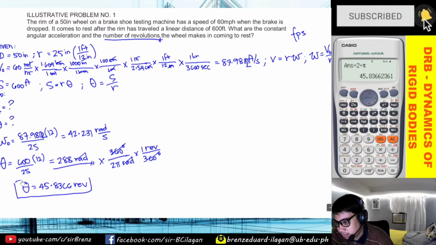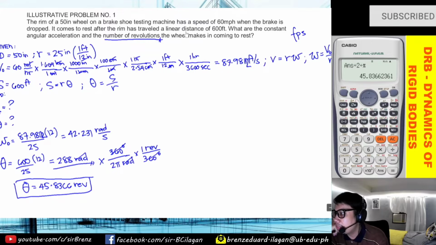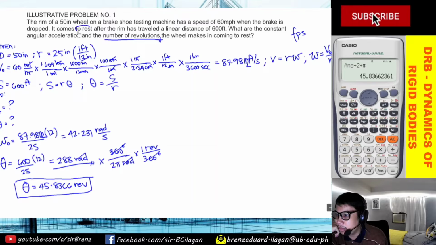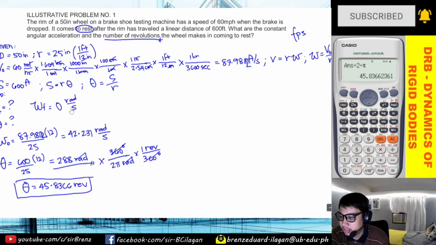Okay, so ano pa ba yung pinapahanap? Yung angular acceleration. So ano ba sabi dyan? When the brake is dropped, it comes to rest. So again, meron dyang keyword na rest. Therefore, yung final angular velocity niya to certain time will be equals to 0 radian per second. So magre-rest na siya.